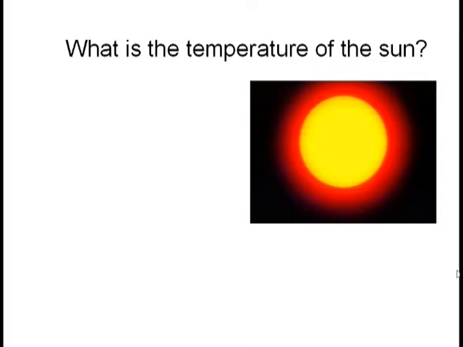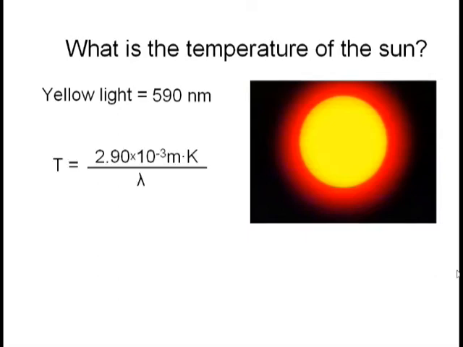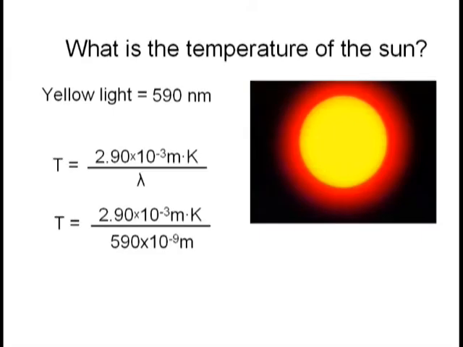So let's look at the sun. We can figure out the temperature of the sun by looking at the color from it. The average color of the sun is 590 nanometers. That's the yellow light coming from it. So I took Wien's law formula and rearranged it for temperature. This time I'm dividing by the wavelength, and the meters cancel out, and we have a temperature in kelvins. It's almost 5,000 degrees Kelvin, the average temperature of the sun.